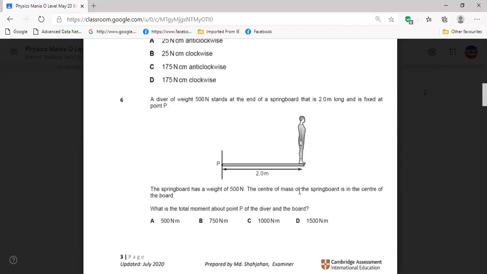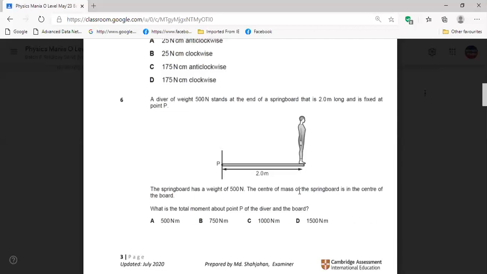I think the answer is D, 1,500 Newton meter. Yes, what's your answer? D, 1,500 Newton meter. Yes. How did you get it?